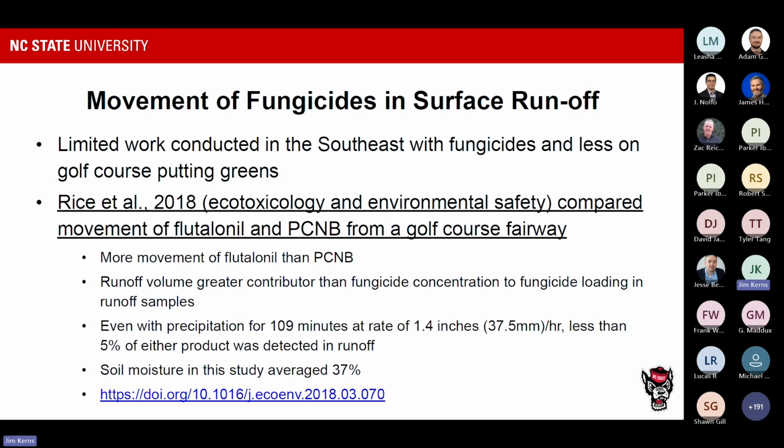I'd love to see it, because this was interesting work from, I think, done up in the upper Midwest in 2018, looking at runoff from a golf course fairway, applying flutalanyl and PCNB for snow mold control. And I think the interesting bullet here is the third one, that even with 109 minutes at a rate of 1.4 inches an hour, less than 5% of either product was detected in runoff. And the soil moisture in the study averaged 37%. So that's pretty extreme and very little running off.